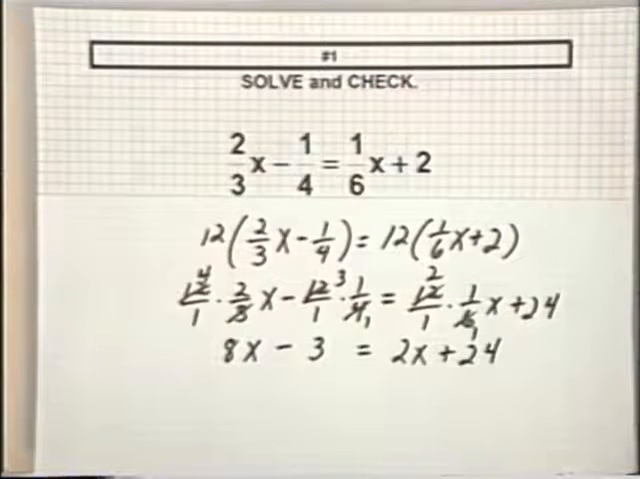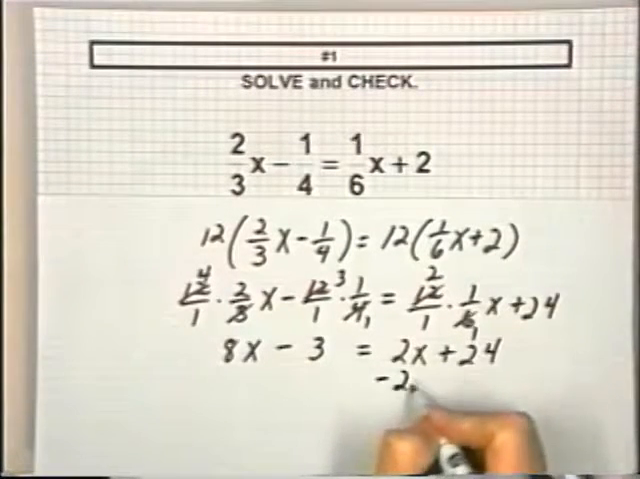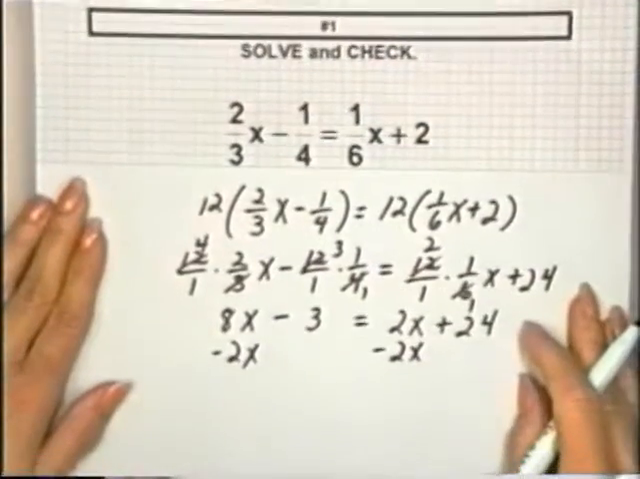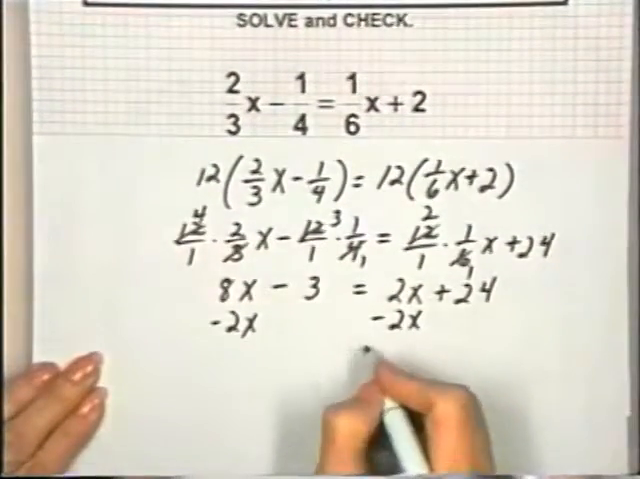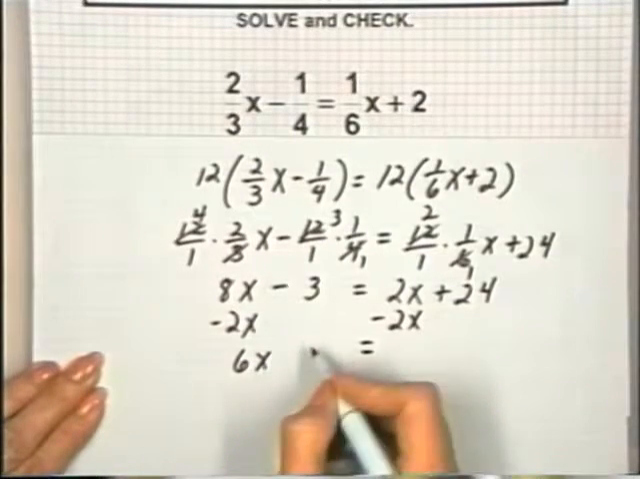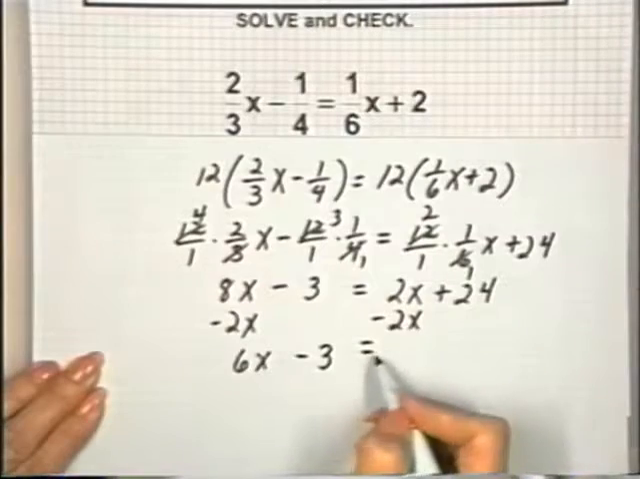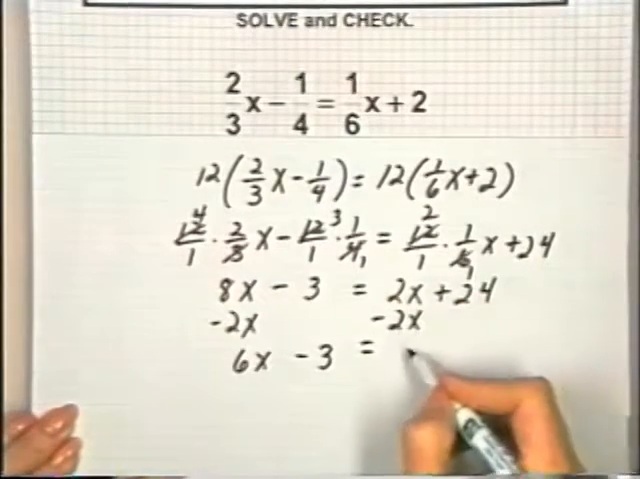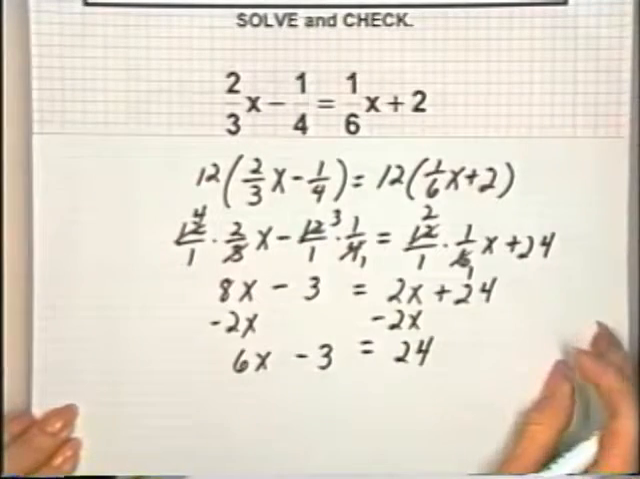I now want to get the x terms on the same side of the equation. I will choose to move the 2x. Since the 2x has been added, I will subtract 2x from both sides of the equation. 8x subtract 2x is 6x. Subtract 3 equals 2x subtract 2x is 0x, and I am left with 24.